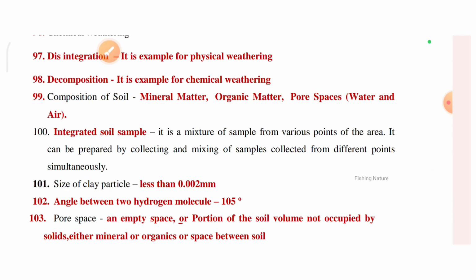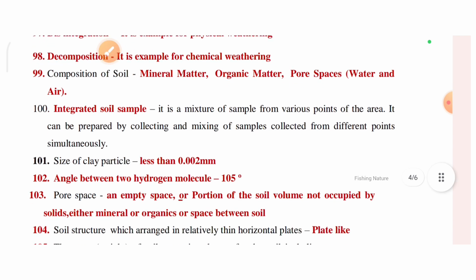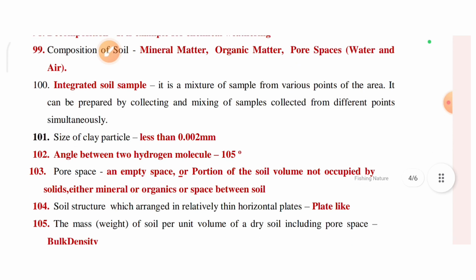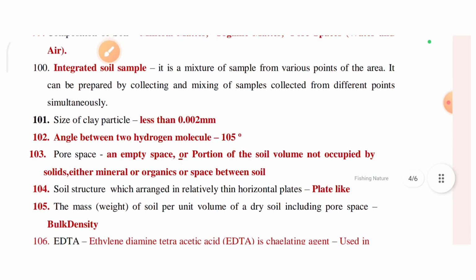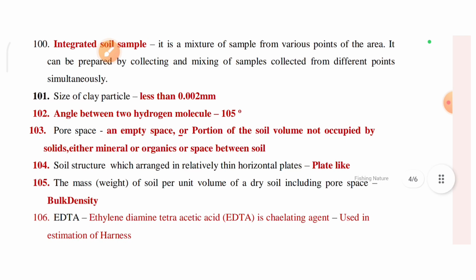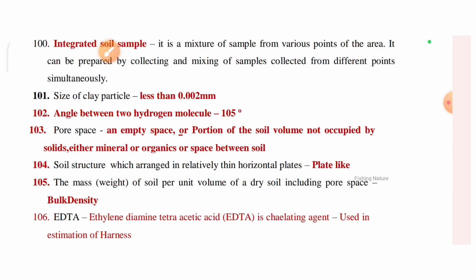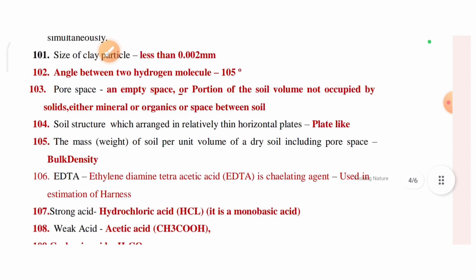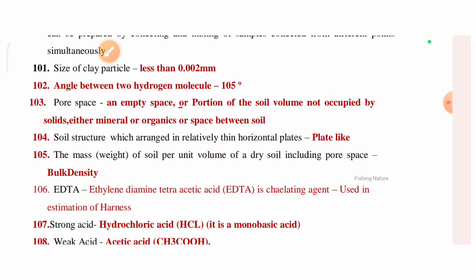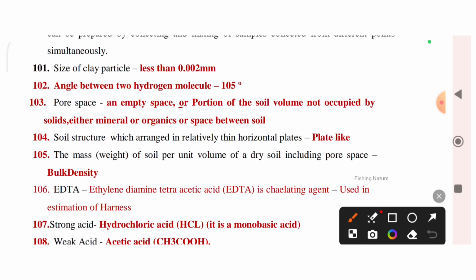And composition of soil: what types of ingredients are present in the soil? Mineral matter, organic matter, pore spaces, and water and air are present in the soil. Integrated soil sample: integrated means a mixture of samples from various points of an area. It is prepared by collecting and mixing samples collected from different points simultaneously. We should collect randomly from different places and mix the whole soil. It is integrated.